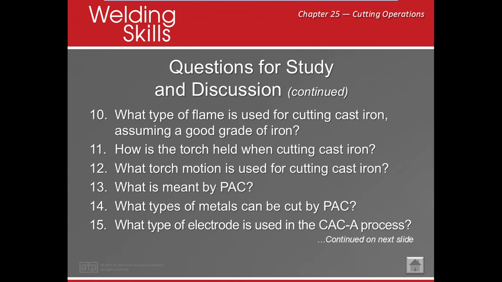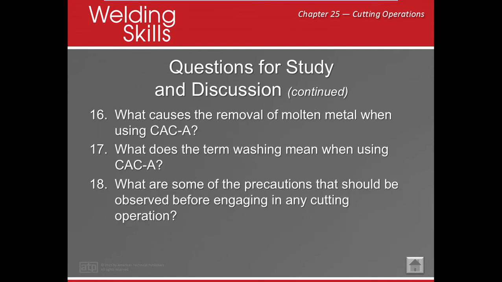All right, what type of electrode is used in the CACA process? Well, air carbon arc uses a plain graphite or copper-clad carbon graphite. Here it is though, plain carbon graphite electrodes are less expensive, but copper-clad graphite electrodes last longer, they can carry higher amperages, and produce more uniform cuts. What causes the removal of molten metal when we use CACA? Well, the compressed air helps it. As the metal melts during cutting, the jet of compressed air blows the molten metal away from the cut.